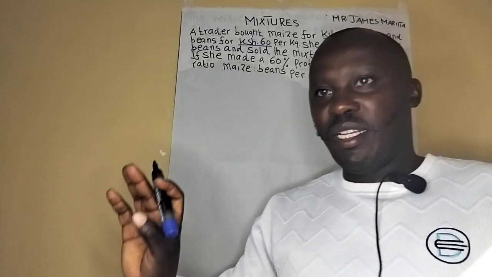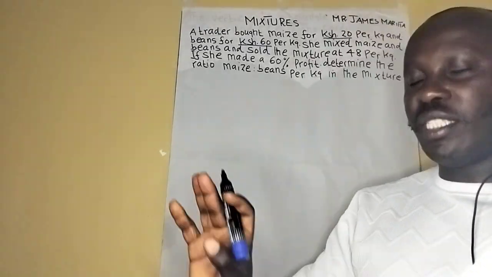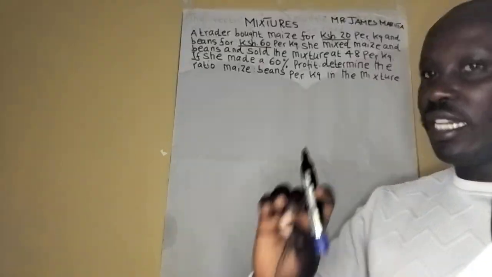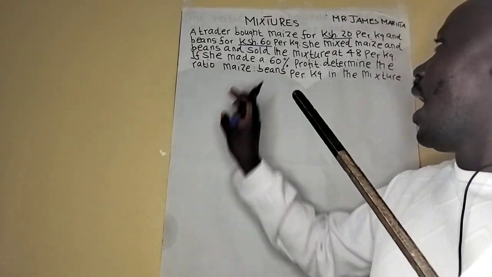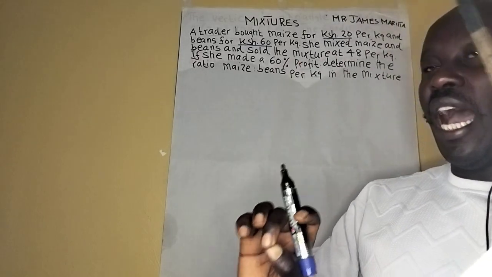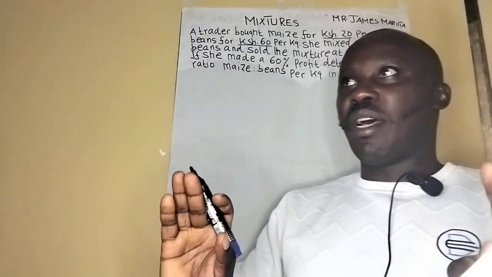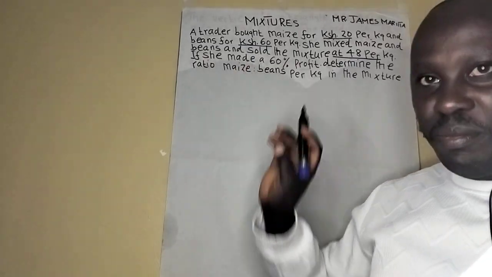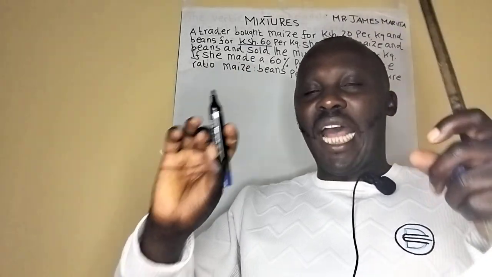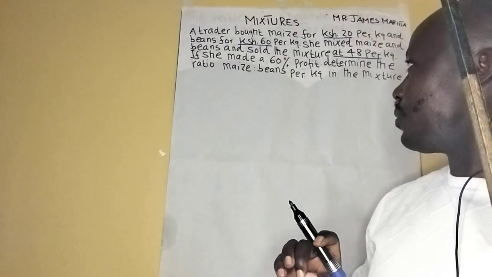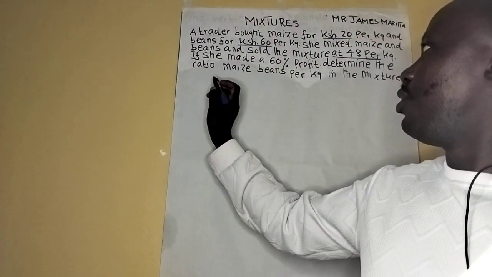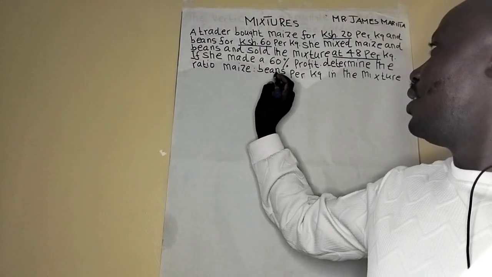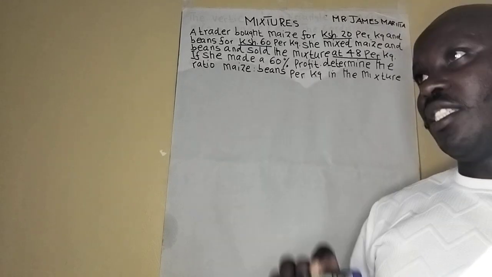She mixed the kilograms of maize and the kilograms of beans and sold the mixture at 48 shillings per kilogram. If she made a 60% profit, determine the ratio of maize to beans per kg in the mixture.